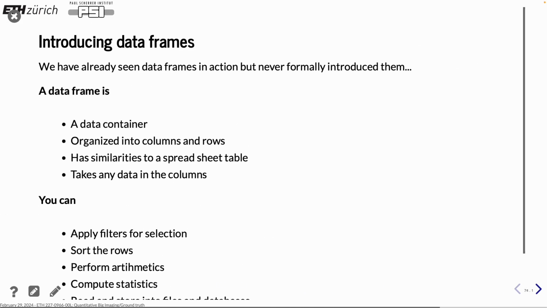Here, the data frames come to help, and the data frame could in principle be compared with some kind of coded spreadsheet. It's a data container, so you have rows with the entries, and you have columns for the categories, and it takes any data in the columns, which means you can have images, you can have just scalars, you can have strings, whatever you want to have there, and then you can do interesting operations on it.